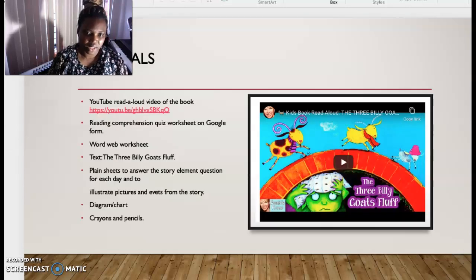And next I have materials. These are the materials needed for the lesson. I have the YouTube video read aloud. I have a chart. I have a word web worksheet. I have all other materials listed here.